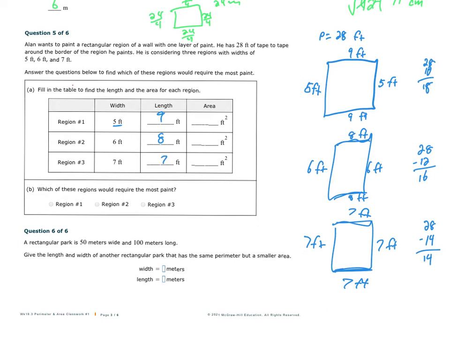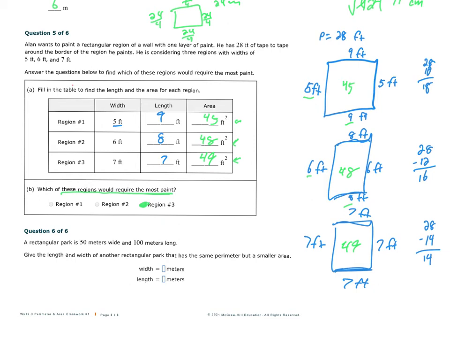All right, now let's find the area though. I'm going to do this in a different color so you can see. The first one, 5 times 9, gave you 45 square feet. The second one, 6 times 8, gave you 48 square feet. And the last one, 7 times 7, gave you 49 square feet. All right, so which of these regions would require the most paint? The most paint. Is it going to be 45, 48, or 49? 49, region 3.